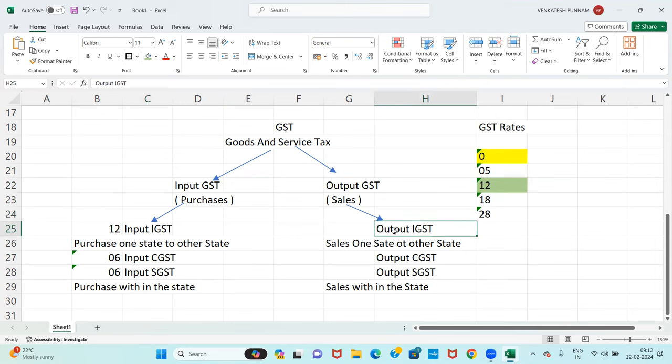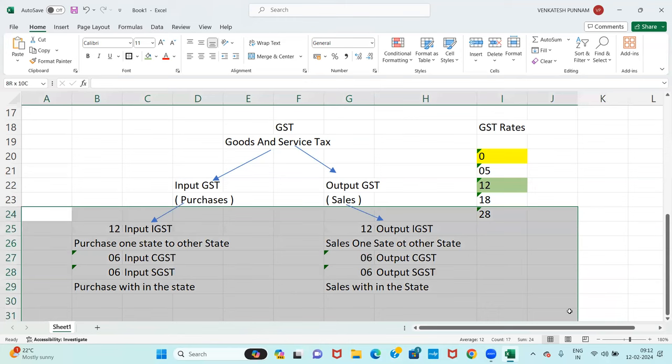Same way at the time of sales also. Example, for my products, 12% means output IGST, 12%. Output CGST, 6%. And here, 6%. So what you people understood, just the terminology is going to change. Percentage never changes when you are doing purchases and when you are doing sales.